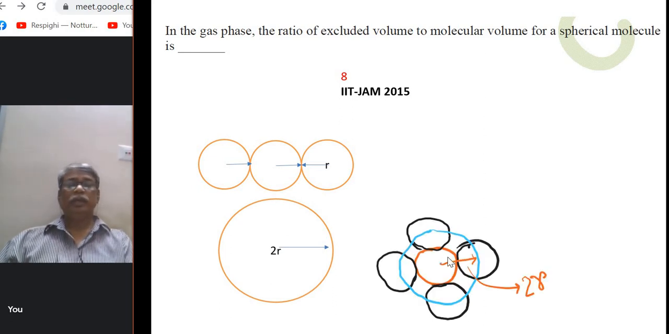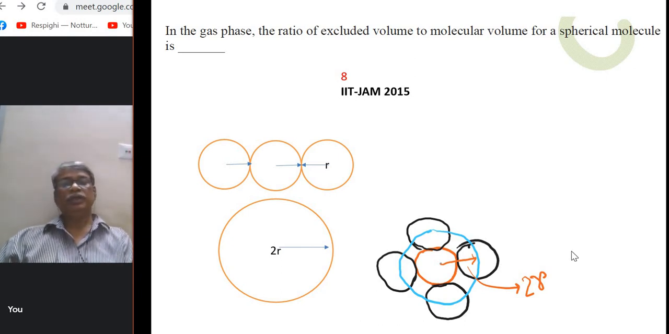So it is 2r, the inner red circle, surrounded by the black circles, that means other molecules, and the radius is of course r plus r, 2r. So the blue circle or sphere, that volume is actually excluded volume, because the minimum distance between the black circle and the red circle is 2r. So a second molecule cannot come within less than 2r, the distance between two centers cannot be less than 2r. So the blue circle or sphere, that volume is the excluded volume.